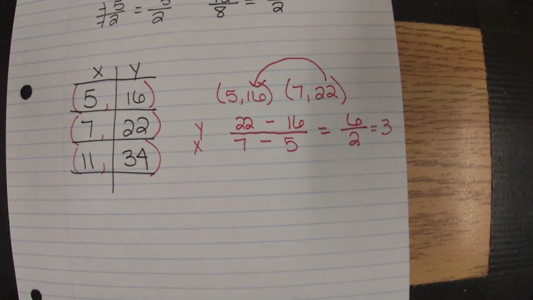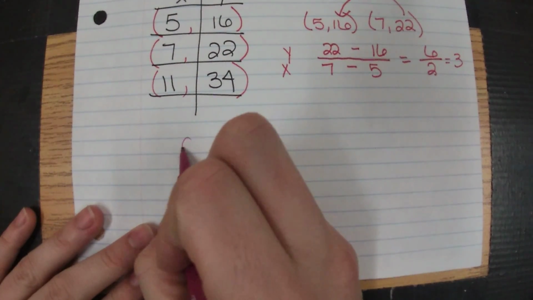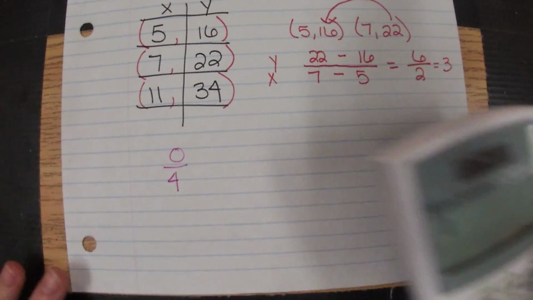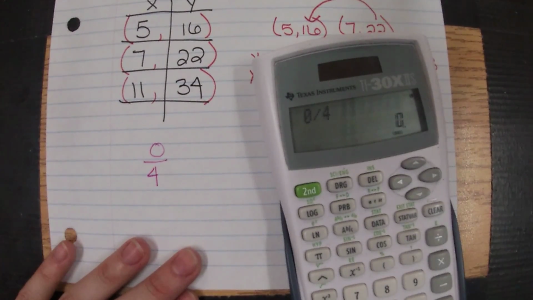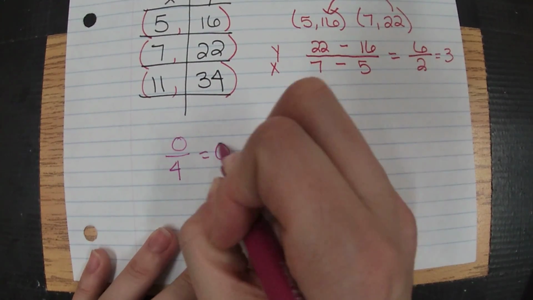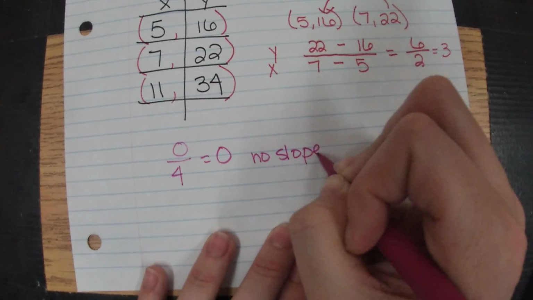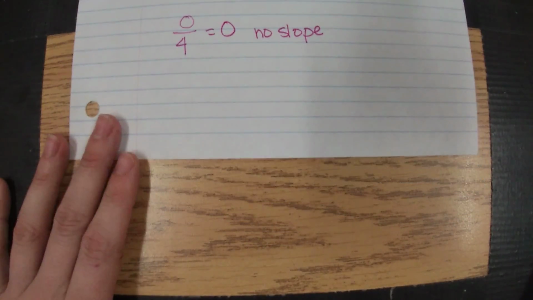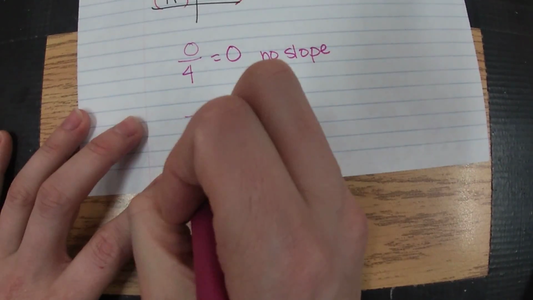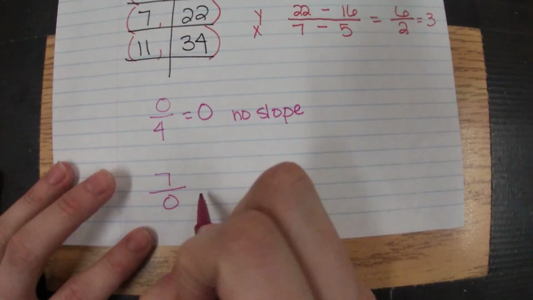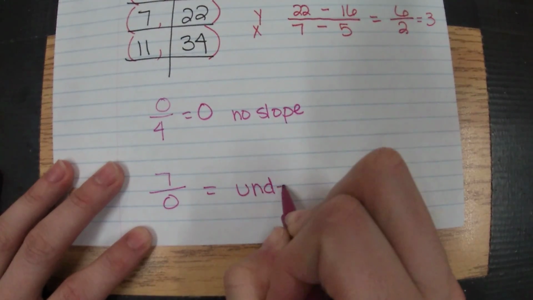Now, a couple last minute reminders of things we just need to know. If we go through and we do this entire process, and we get something like 0 over 4, 0 divided by 4 is something we can put in our calculators. We get an answer of 0. So we can either write down the number 0 or we could write down the words no slope. If we go through this entire process and we get 0 on the denominator, so if I do 7 divided by 0, that is an error. I can't do that. So this is our undefined slope.